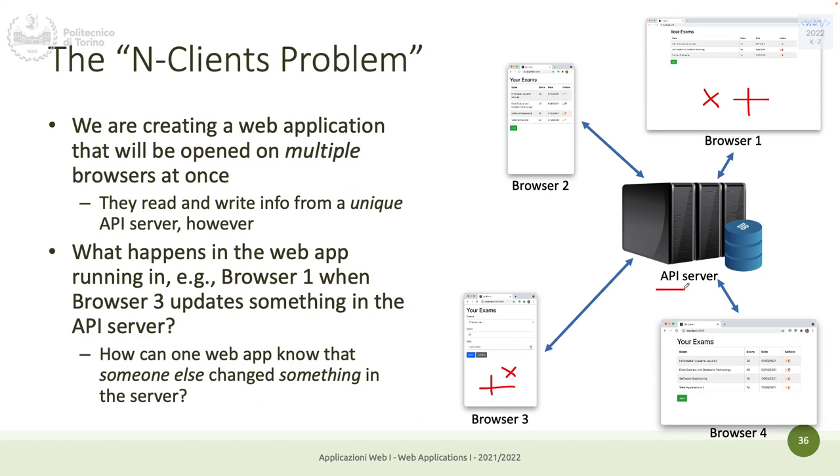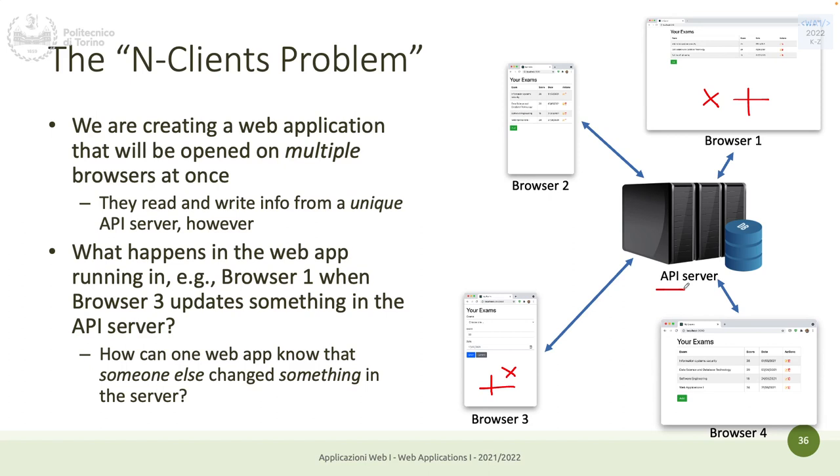So the browsers should always be synchronized, one with another. If I edit something, the other client should know immediately, in theory, that I edited something, so that I immediately see the change that was made by another person. Because the source of truth is the API server. It's not the client. It's not the application state. It is the API server that contains the true data.